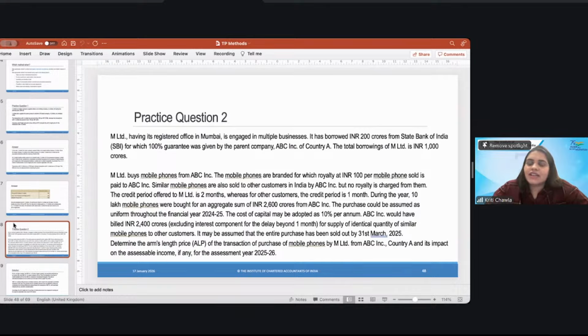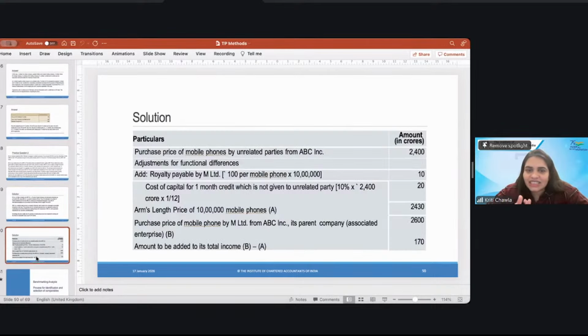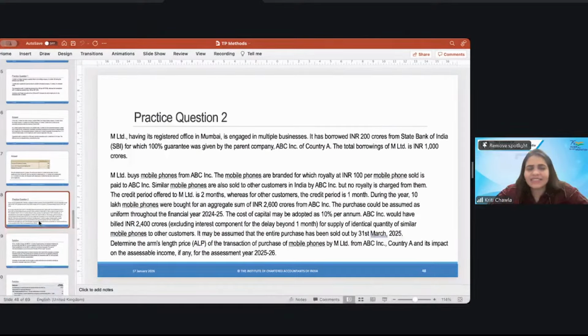Well, now that you have read through the entire question, it looks like a lot of calculations, but it's maybe a little less. Let's see. In this particular situation, they're talking about M Limited. It has its registered office in Mumbai and it's engaged in multiple businesses. So what they're really trying to say is that it is an Indian company.